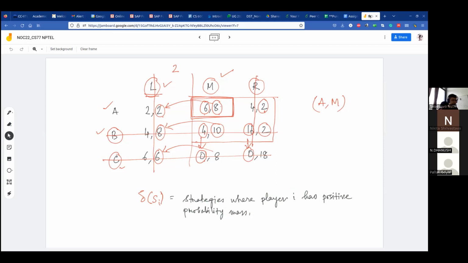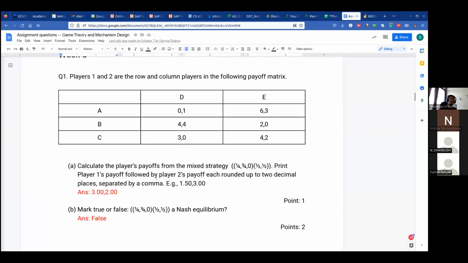So if you go back to this example, you see that for player one, there is a zero for this third strategy. So at least in this mixed strategy profile, player one is not playing C with any probability. Therefore C is not in the support; its support is A and B. So support is just those outcomes which are possible with positive probability.